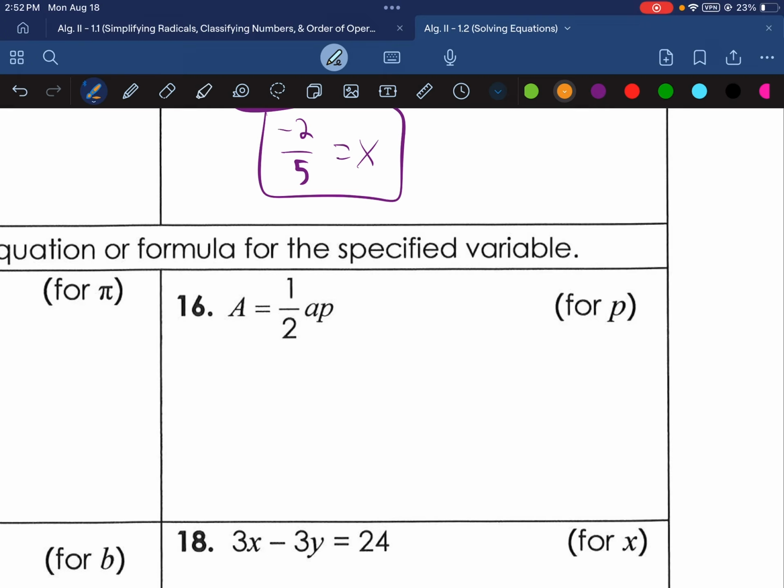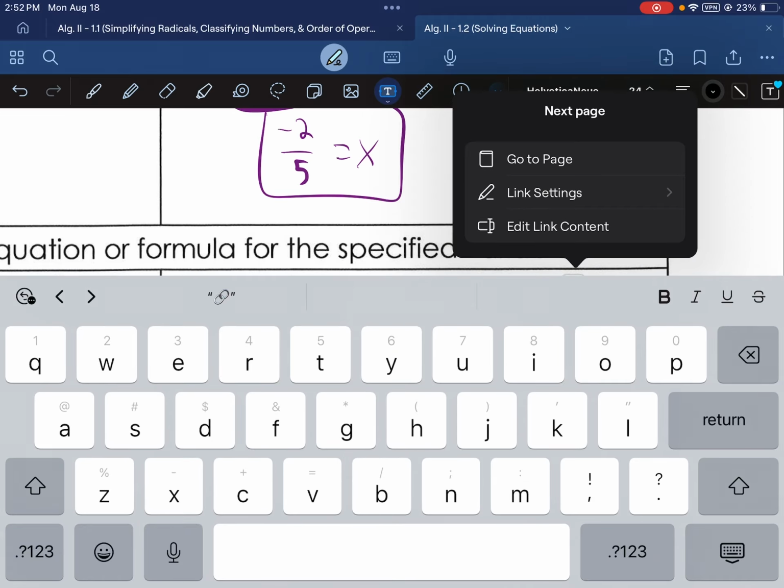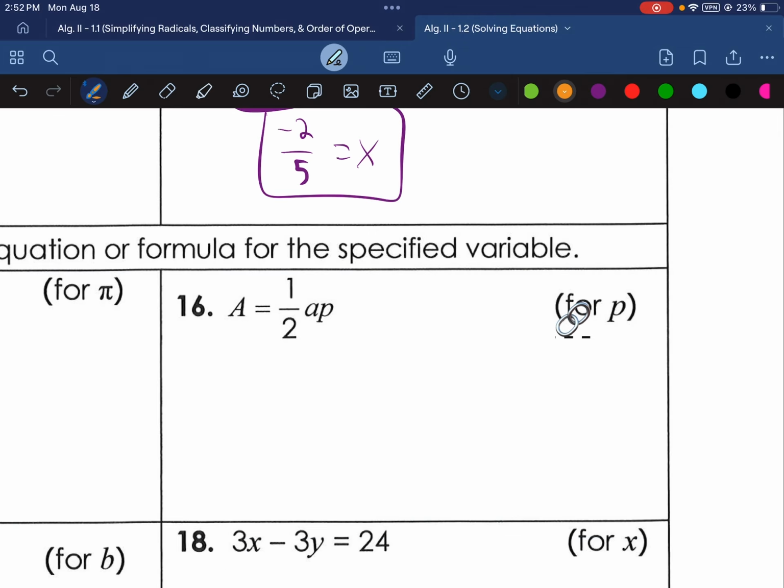Number 16, a equals 1/2 a times p. We're solving for p. So p is being multiplied by 1/2 a. Well, we're actually going to have to split this up into 2 steps.